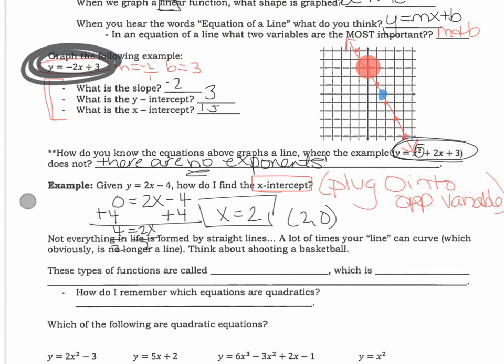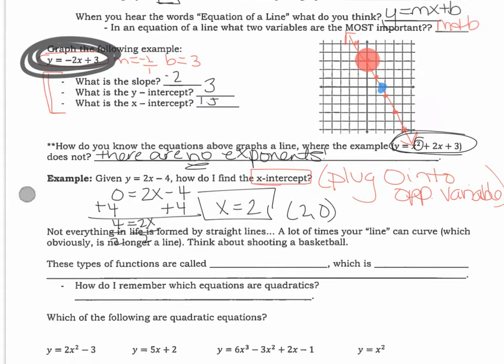If I wanted to find the actual x-intercept of this problem up here, I would plug 0 into y and solve for x. And sure enough, I would actually get 1.5.